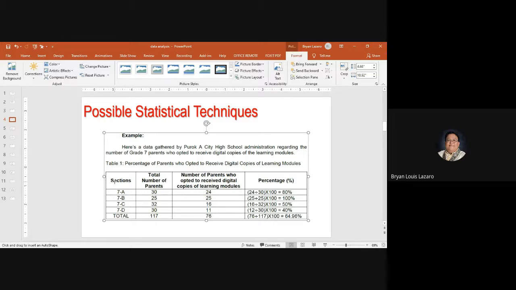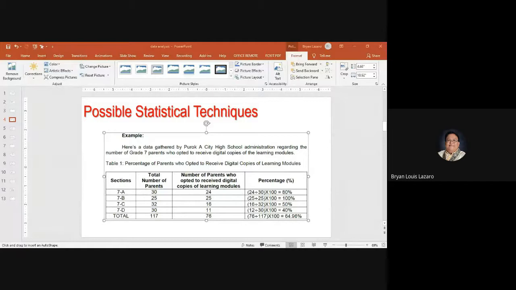May tanong regarding percentage? If you want to raise a question, mag-raise ng question, ha? Walang tanong, ha? Okay.